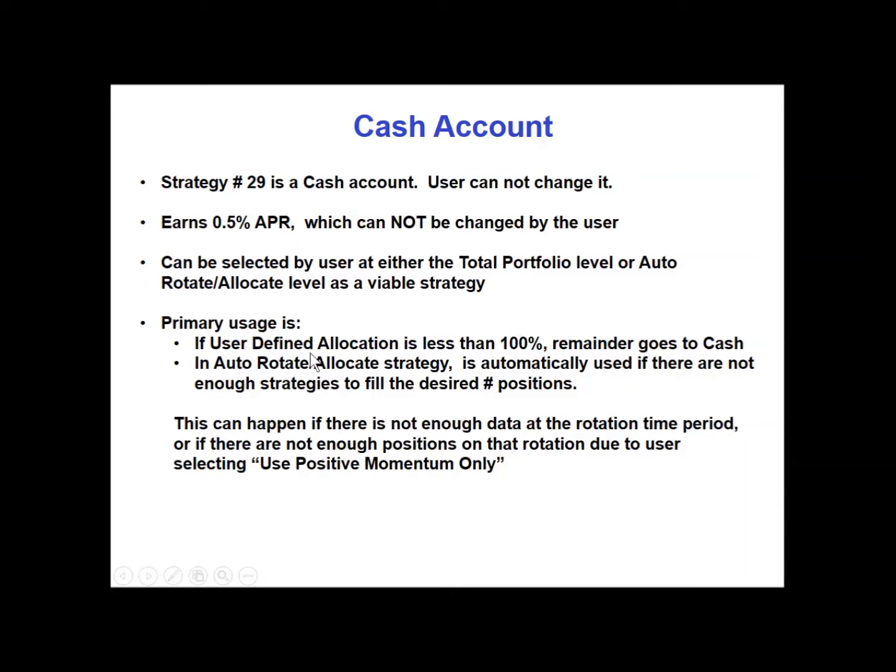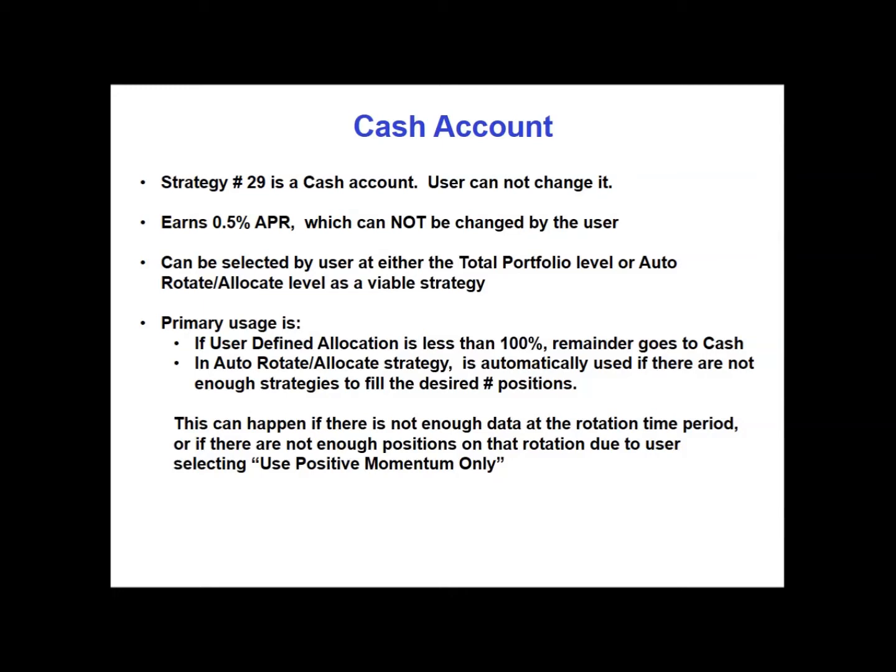But the primary usage is if the user-defined allocation is less than 100%, back on that line we were looking at, the remainder goes to the cash account. It'll automatically assign it. And in the auto-rotate and allocate strategy, it's automatically used if there are not enough strategies to fill the desired number of positions.